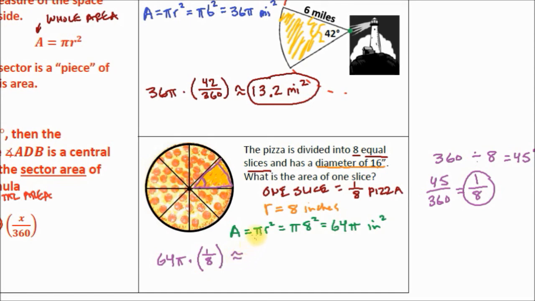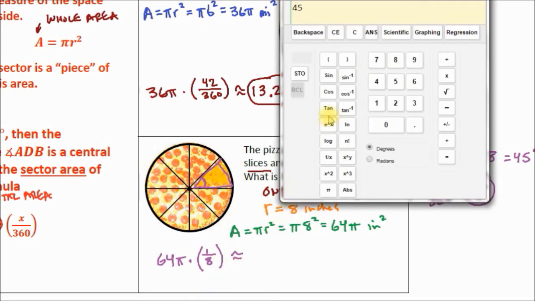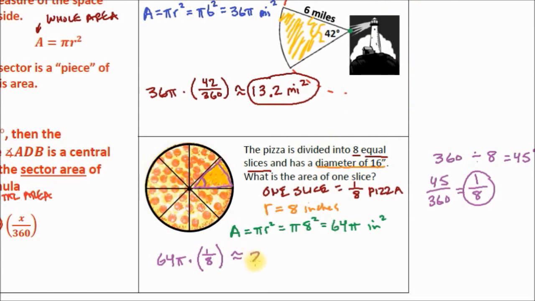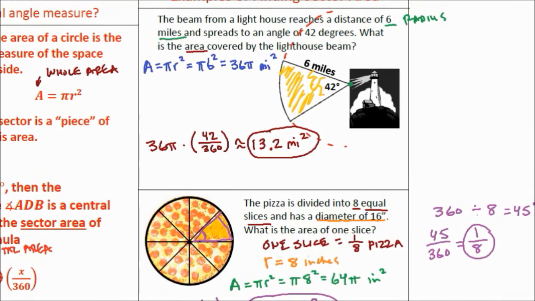Let's go ahead and plug that in our calculator to find out how much area is there in this one piece. So I've got 64 pi times parentheses 1 divided by 8, close parentheses, press equal. Our area for the one piece is 25.13. We can leave that as 25.1, and we still have inches squared because we are still measuring the area, but just the area of one slice. So there's the example of how to find a piece of a circle, or a sector of a circle.